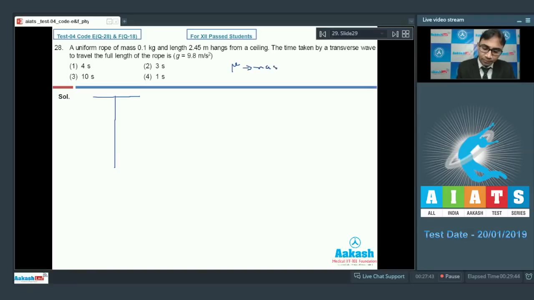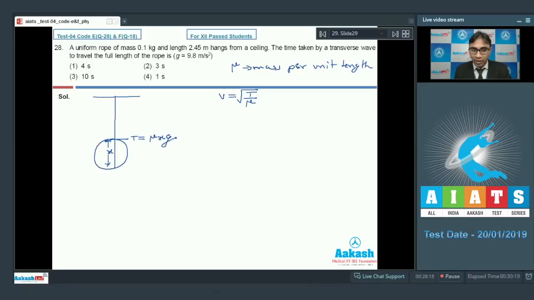If mu is the mass per unit length, right? So we know that the velocity at any point in a string will be given by root under T by mu. So if I look at a distance x from the lower end, the tension at this point will be the weight of this lower level. And the weight of this will be how much? Mu into x into g, mg. Mu is the mass per unit length, x is the length, and g is the acceleration due to gravity. So this is the tension.